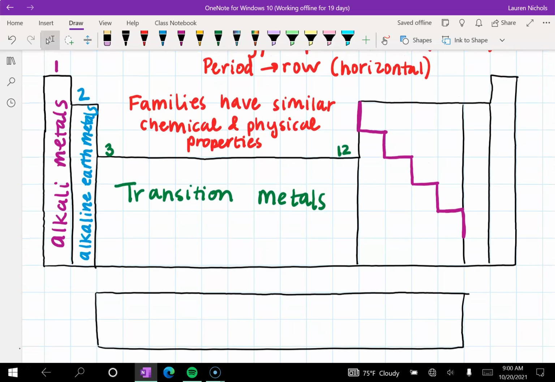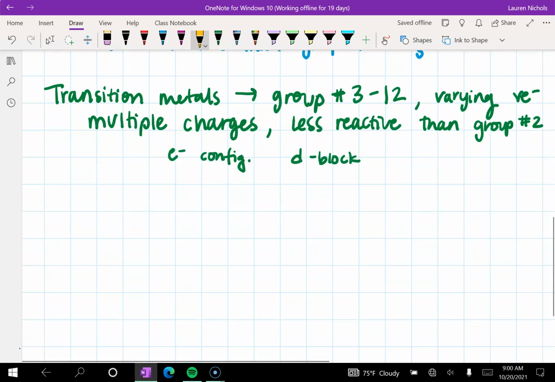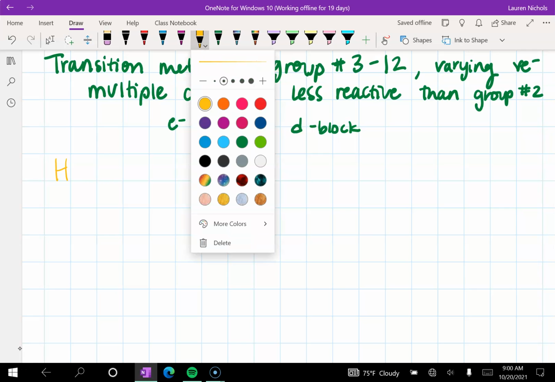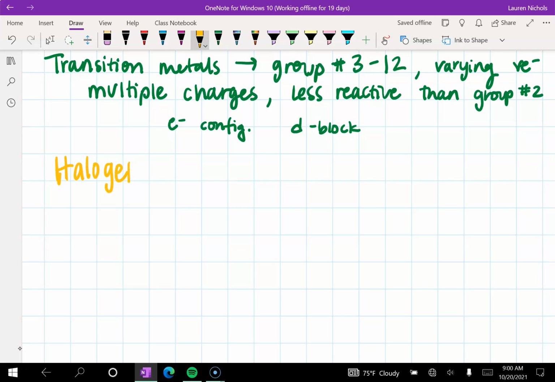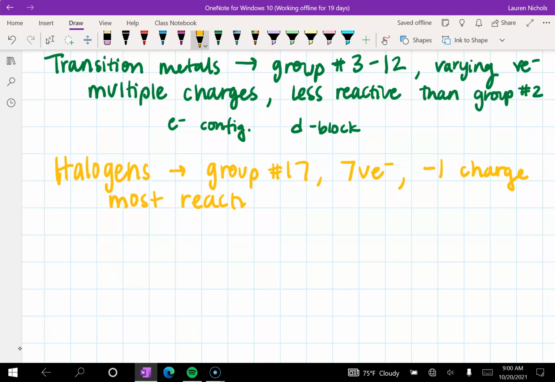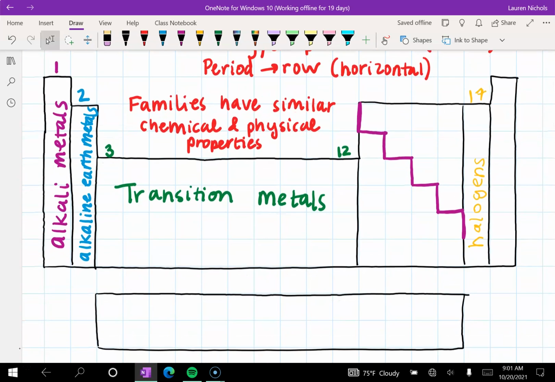Now, the next family that we care about the most is our halogens. So the halogens are right here, and they're in column number 17. Okay, so our halogens, they're in group number 17. Okay, they have 7 valence electrons, and they always have a -1 charge. The other thing that you need to know is that they are the most reactive of the non-metals. So column number 1, our alkali metals, are the most reactive metals, but our halogens are the most reactive of all of our non-metals. Okay, so those are our halogens.